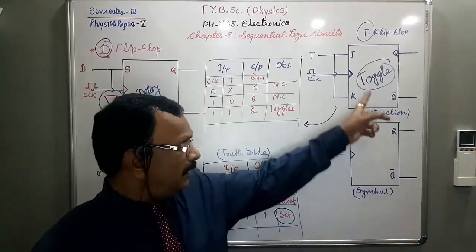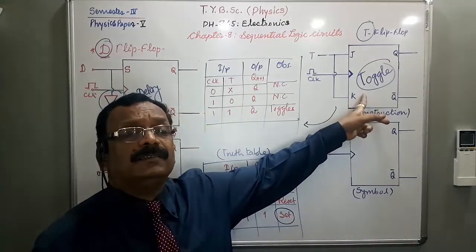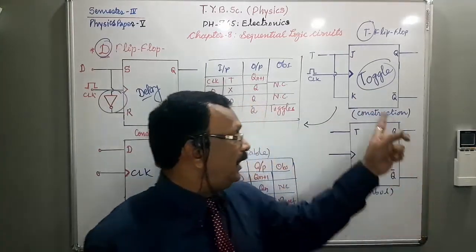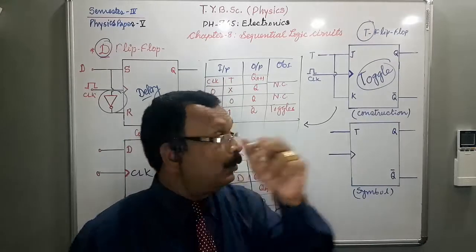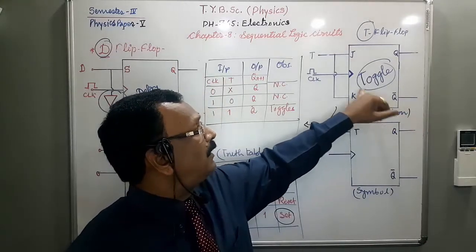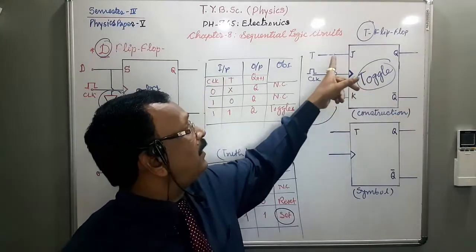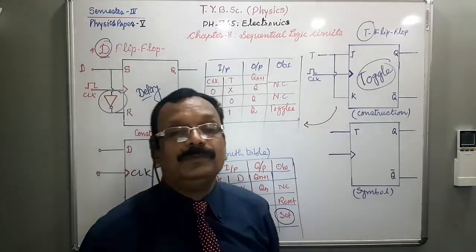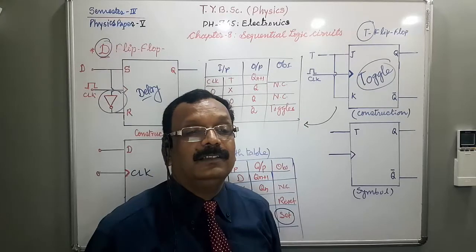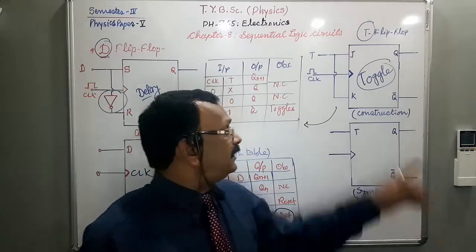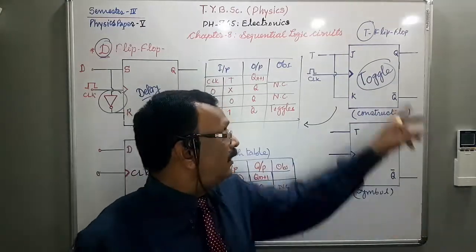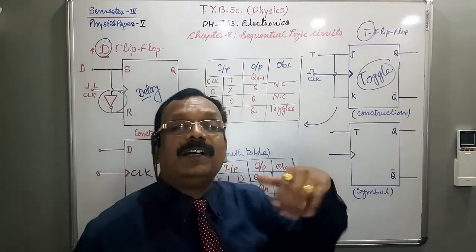In this figure, this is the JK flip-flop, but a JK flip-flop can be converted into a T flip-flop like this. Though this looks like a JK flip-flop, this is the modification. What is the modification? T is directly connected to both J and K.